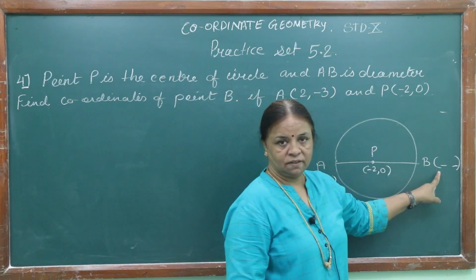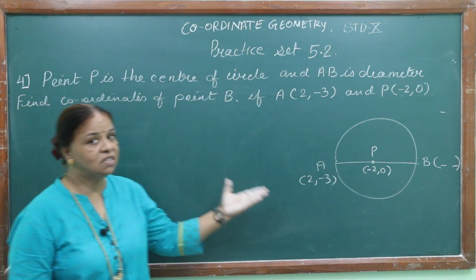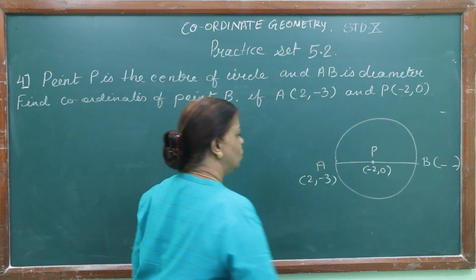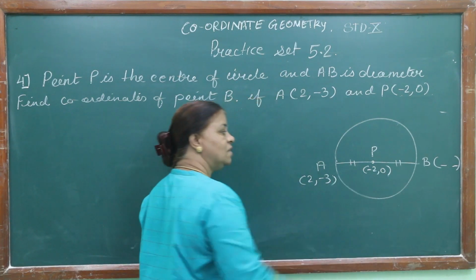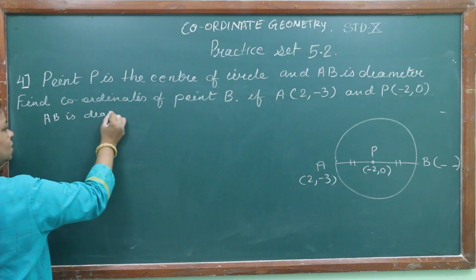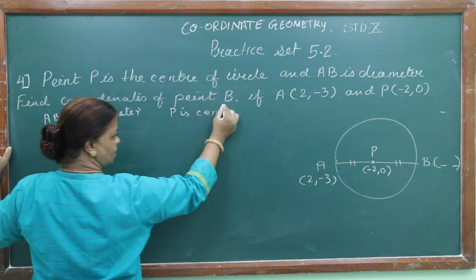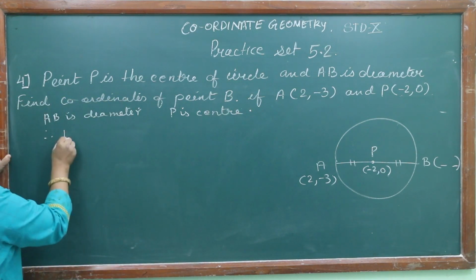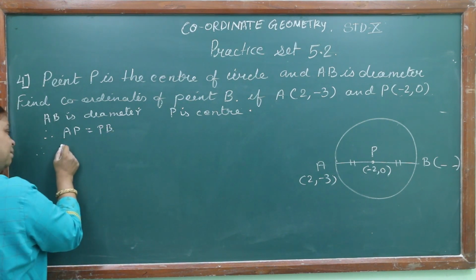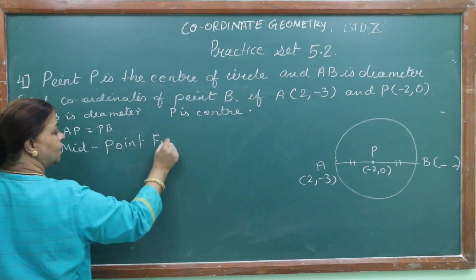So we need to find out this. Children, AB is the diameter and P is the center. That means P is the midpoint of the line AB, because AP is going to be equal to PB. So P is the midpoint. So we can write AB is diameter, P is center, and therefore AP is equal to PB. So we can use the midpoint formula because P is the midpoint.